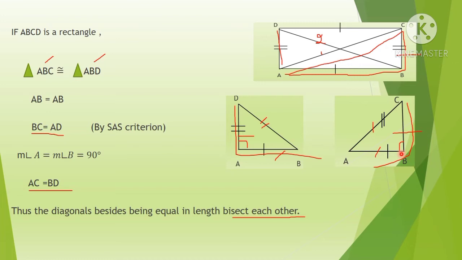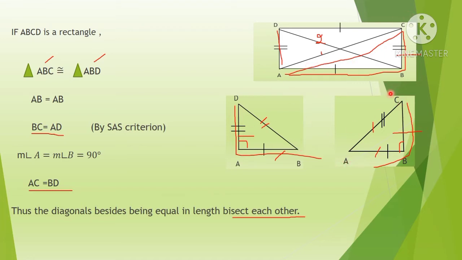Now from all this we have understood, then what is left over here? AC. So we got two sides equal and the angle equal, therefore we can say that AC is equal to BD. Here AC and BD are the diagonals. So we have proved that AC is equal to BD. Thus the diagonals, besides being equal in length, bisect each other.